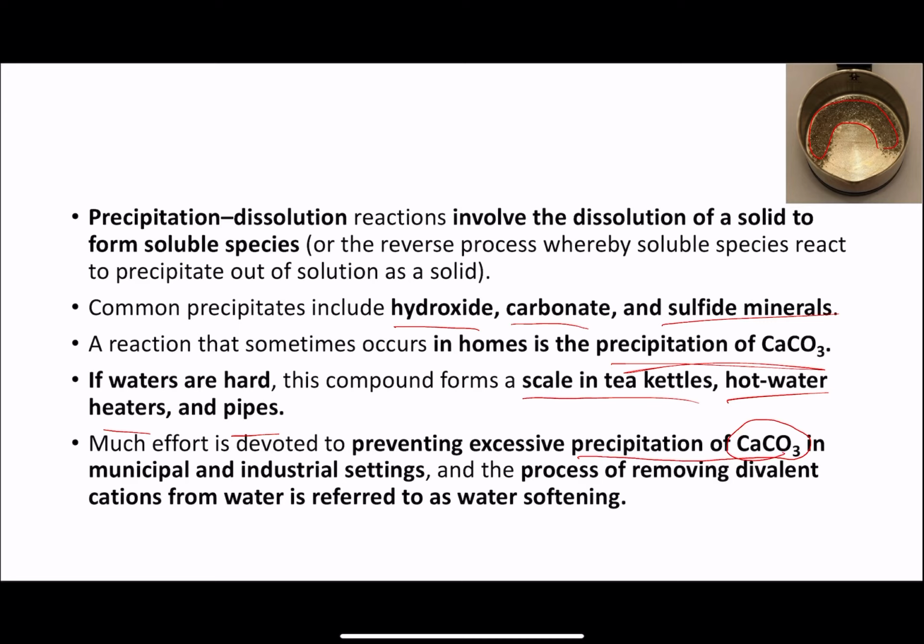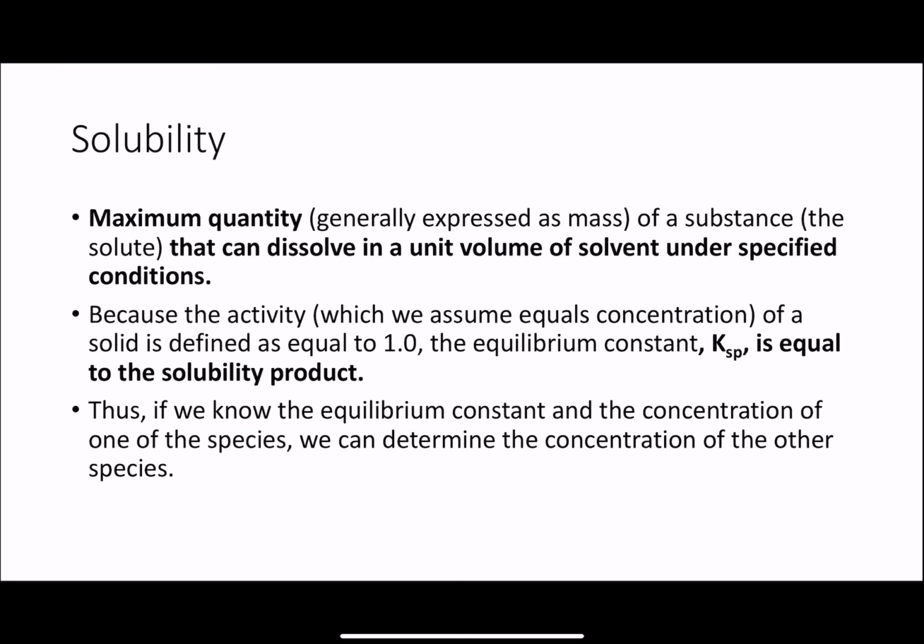And what do we call this? We call it the process of removing divalent cations from water. The meaning of this, water softening. Water softening, it's the process of removing divalent cations, okay? Now, solubility, we understand the definition, but we always care about this constant. We call it the solubility product, KSP. Okay? If we know this, we can determine the concentration of the other species. Okay?